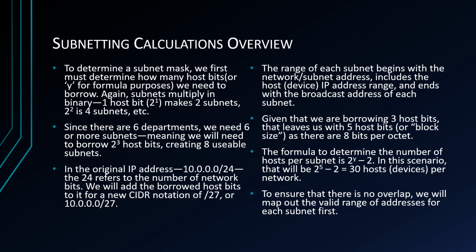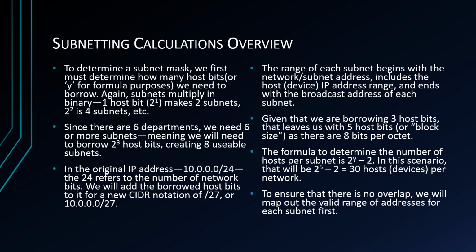So, subnetting calculations overview. To determine a subnet mask, we first must determine how many host bits we need to borrow. Again, subnets multiply in binary. 1 host bit, or 2 to the 1, makes 2 subnets, 2 to the 2nd, 4, so on. Since there are 6 departments, we'll need 6 or more subnets, meaning we'll need to borrow 2 to the 3rd host bits, creating 8 usable subnets.